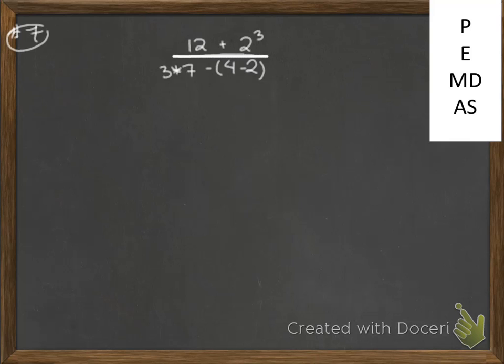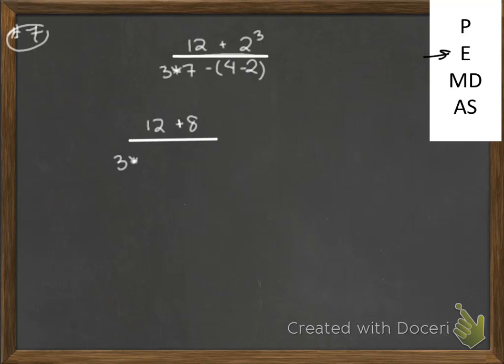We don't really mention that symbol in Please Excuse My Dear Aunt Sally, but you can treat it as parentheses. So we have to do just the top first, or if we wanted to, we could start with the bottom, and it doesn't matter, but we have to do them one at a time before we put them all together. Okay, so let's look for some exponents. Hopefully you can see we have 2 to the third power. So we have 12 plus 2 to the third power. Well, 2 to the third power is 8. So we have 12 plus 8 upstairs.